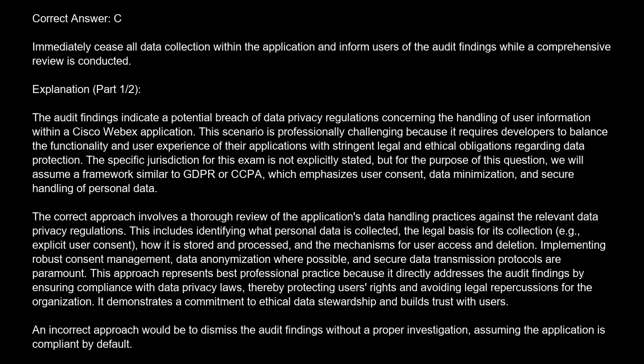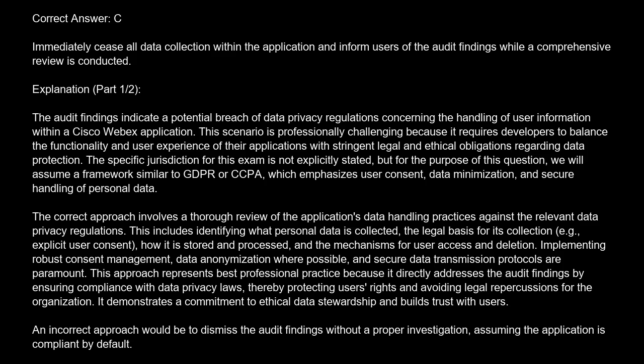The correct answer is C. Immediately cease all data collection within the application and inform users of the audit findings while a comprehensive review is conducted. Explanation: The audit findings indicate a potential breach of data privacy regulations concerning the handling of user information within a Cisco Webex application. This scenario is professionally challenging because it requires developers to balance the functionality and user experience of their applications with stringent legal and ethical obligations regarding data protection.